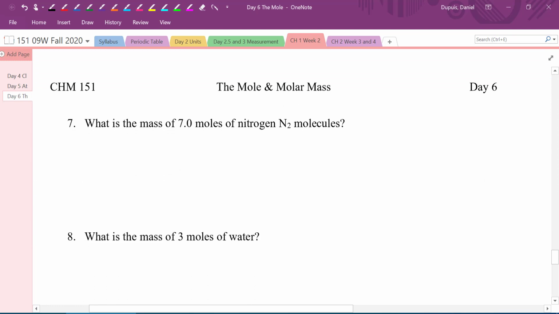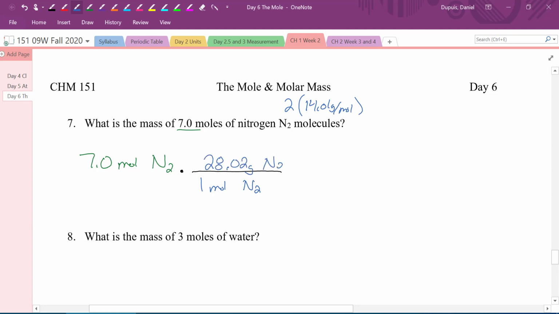Number 7. What's the mass of 7 moles of nitrogen molecules? So 7.0 moles N2. I'm looking for the mass. Moles on top, mole has to go on the bottom. So 1 mole N2. Well, N is 14.01 grams per mole, and we got 2 of those, so that's 28.02. And if we do that, I get 196.14. Now, 2 sig figs, so that's 2.0 times 10 to the second grams, not grams per mole. Grams N2.